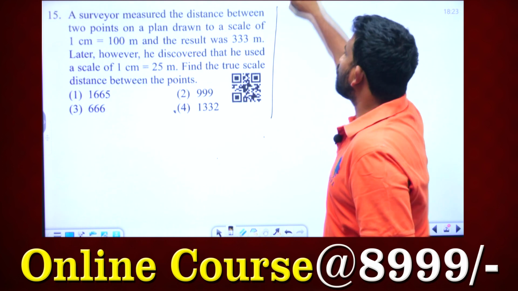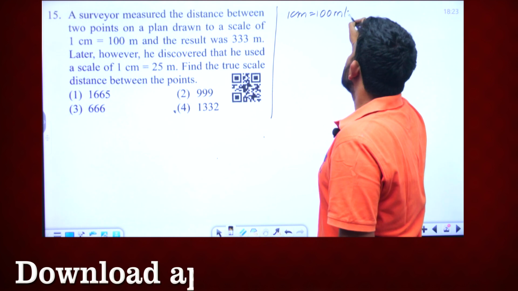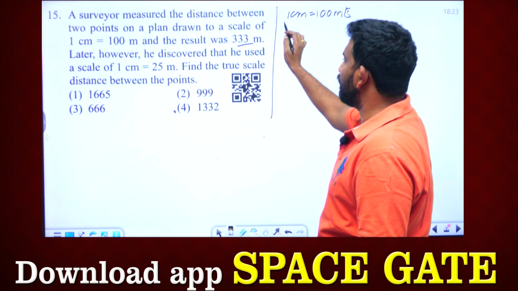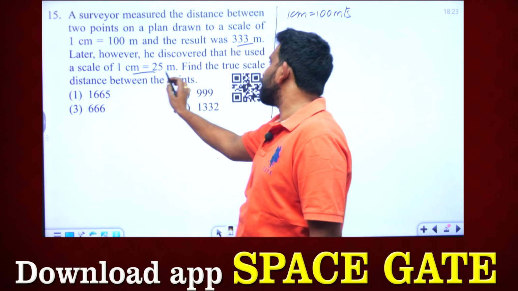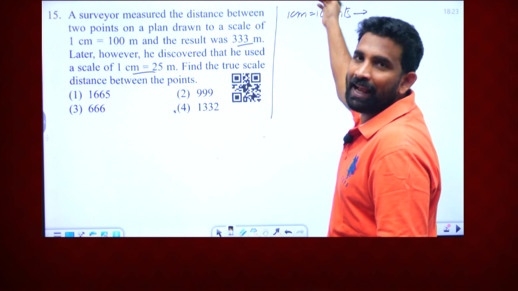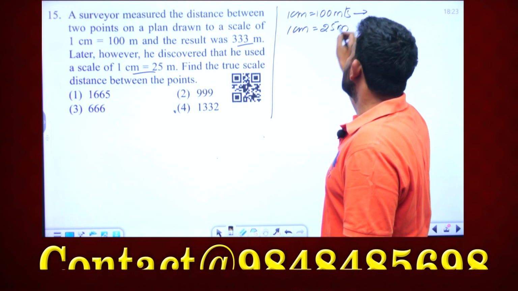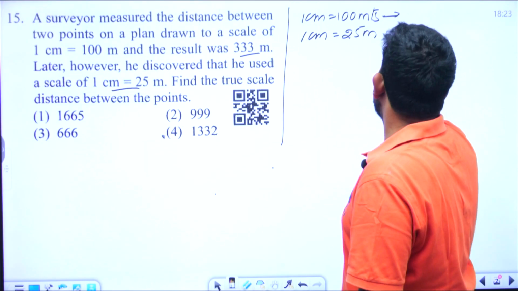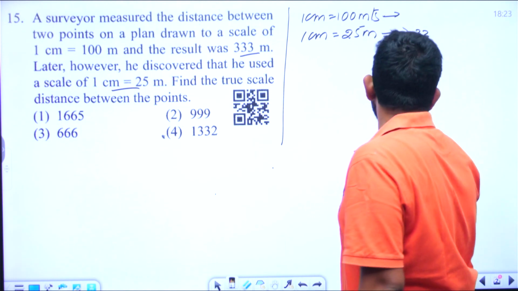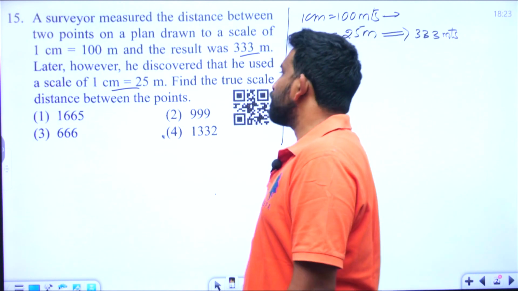The surveyor measured the distance between 2 points on a plan drawn to a scale of 1 centimeter. And the result was 333 meters. Later, however, he discovered that he used a wrong scale of 1 centimeter. Actually, he was supposed to use a different scale, but accidentally used the wrong one. Using the scale of 1 centimeter to 25 meters, he got a distance of 333. Now the question is: find the true scale distance between the points.